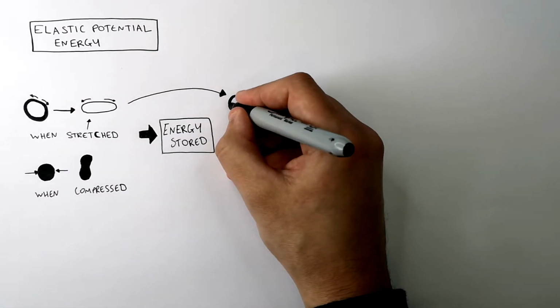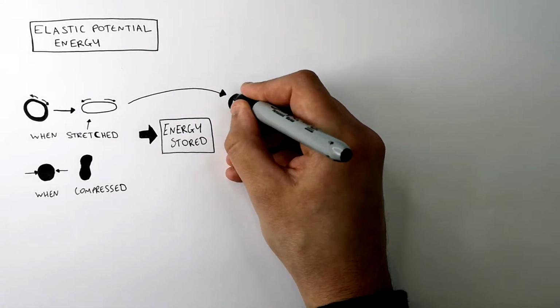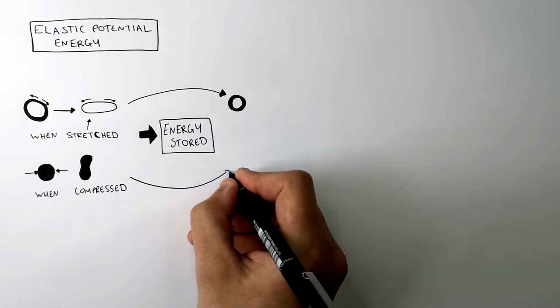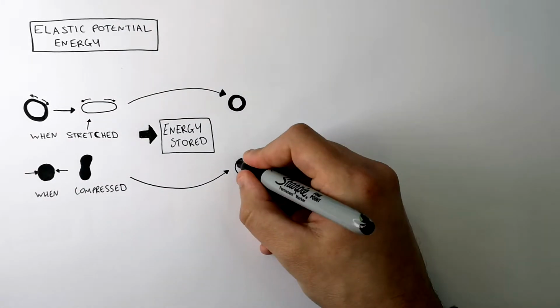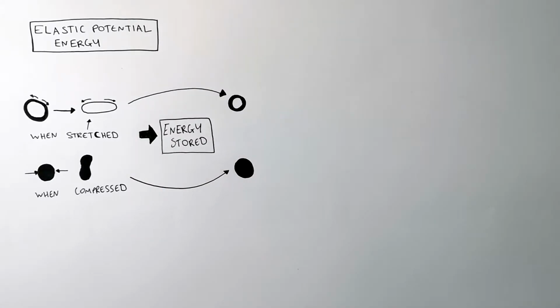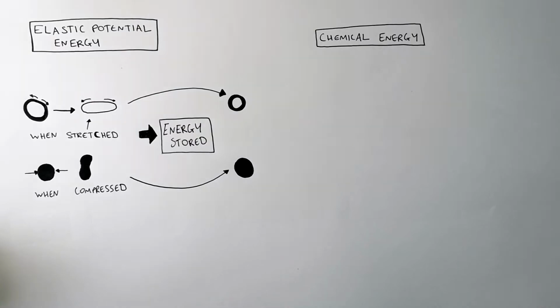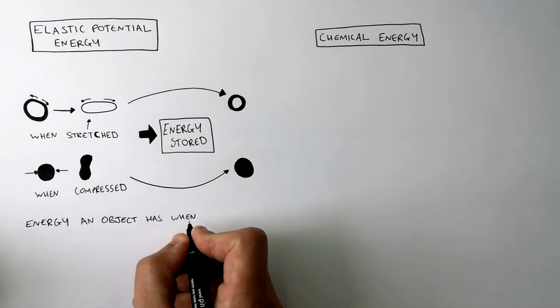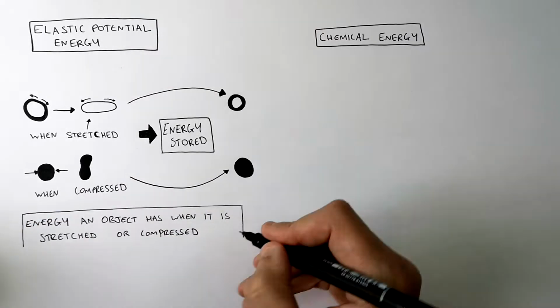Energy from the elastic potential energy store of the elastic band is being transferred to kinetic energy. And when you release a stretched hairband or a compressed sponge, it will return back to its normal shape, and the energy is then transferred back into the surroundings. So the elastic potential energy is the energy an object stores when it is stretched or compressed.